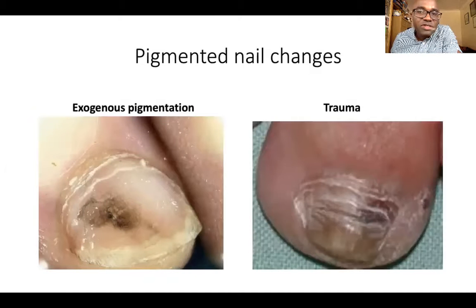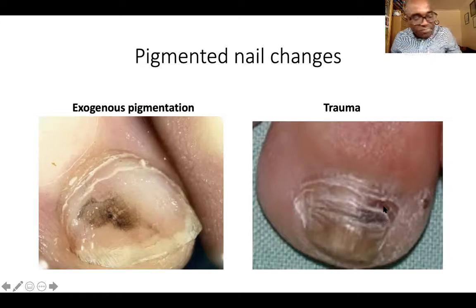So a couple of photos of the nail changes. This is exogenous pigmentation, really nicotine stain, or dyes or something there. This is trauma. There you can see the transverse lines. There's just a little bit of blood there, and it's trauma.